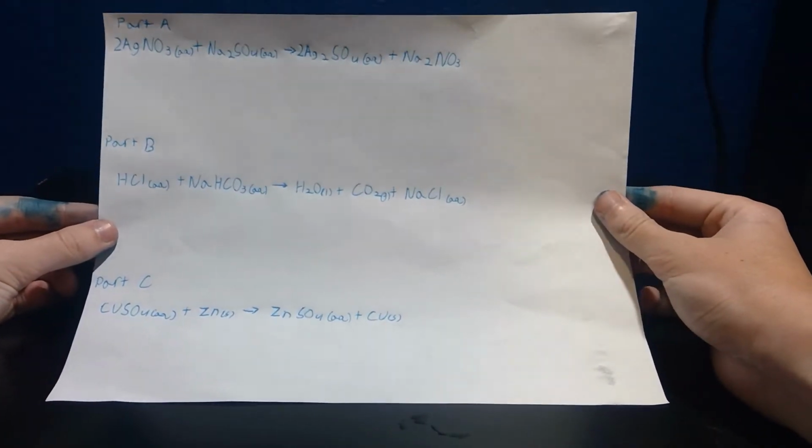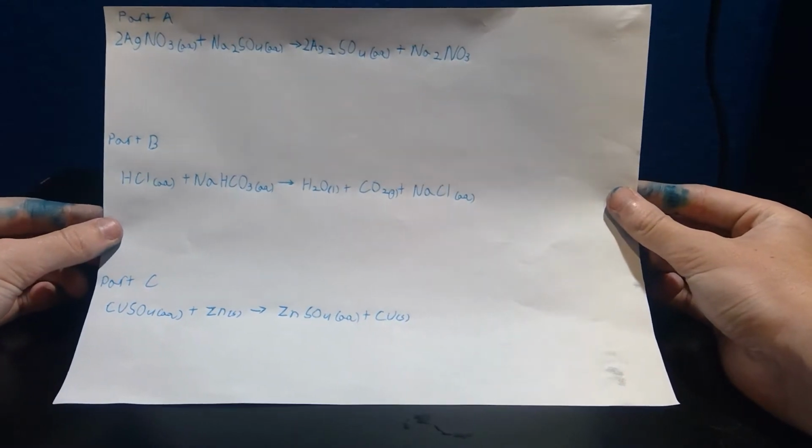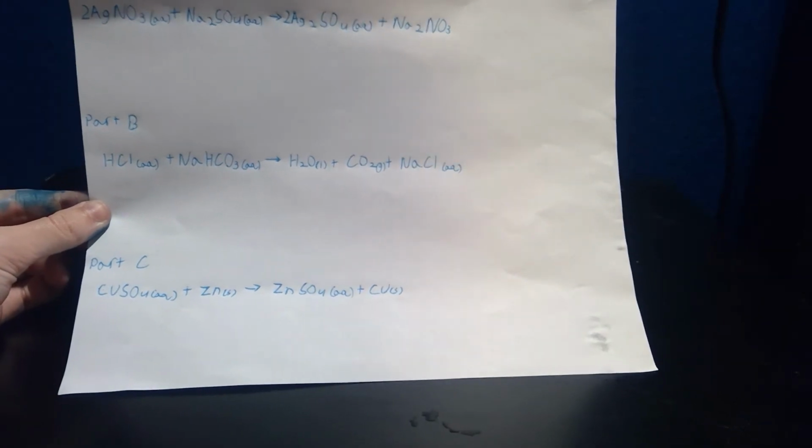This is the chemical equation list I have for Part A, Part B, and Part C. Part A was a precipitation reaction. Part B was a neutralization reaction. And Part C was a redox reaction, or reduction reaction.